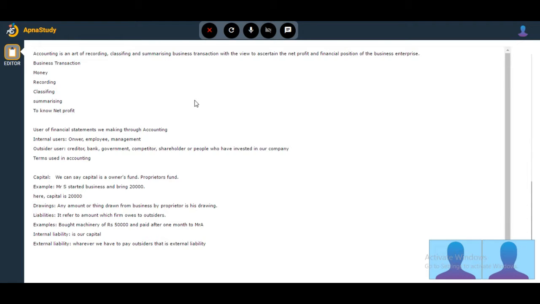Assets can be further classified into non-current assets or current assets. Non-current assets are those assets which continue to remain in the business and are used for the purpose of producing goods and services, utilized for producing goods and services.